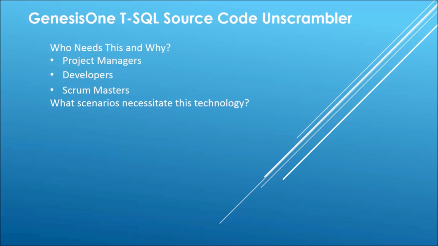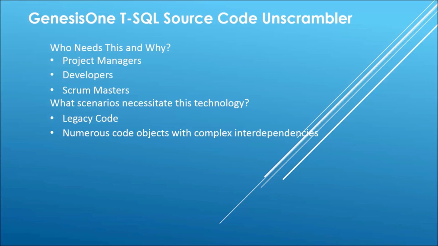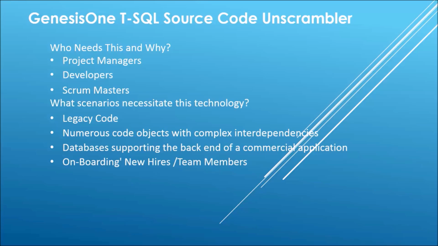Now, what scenarios necessitate this technology? Legacy code, obviously, where the developers are not around anymore to explain anything. Numerous code objects, complex dependencies and interdependencies. Databases on the back end of a commercial application. Onboarding new hires. And determining the scope of work. All help discover hidden complications.